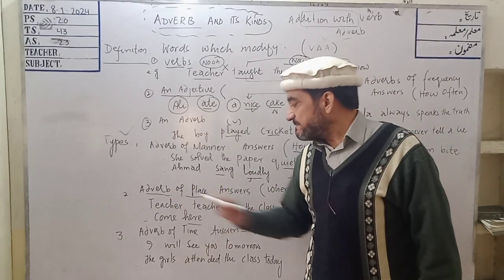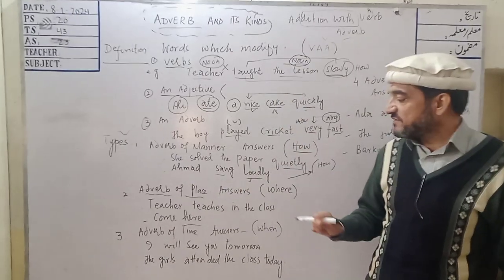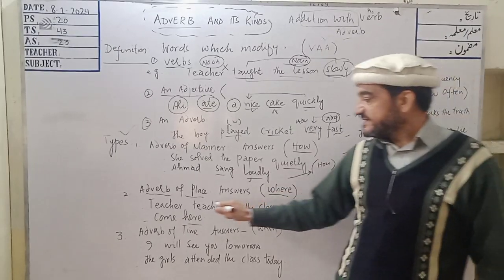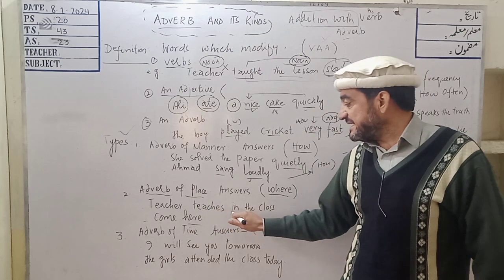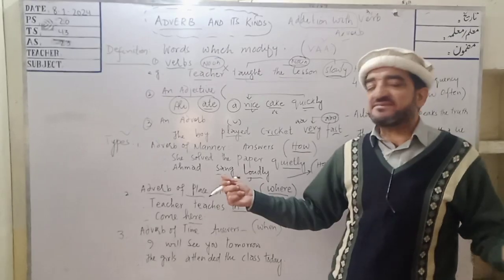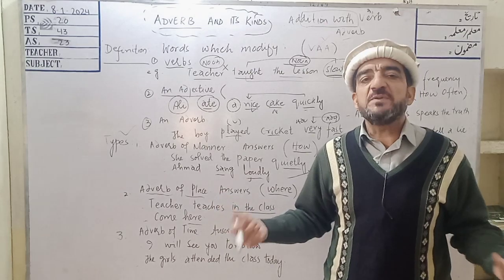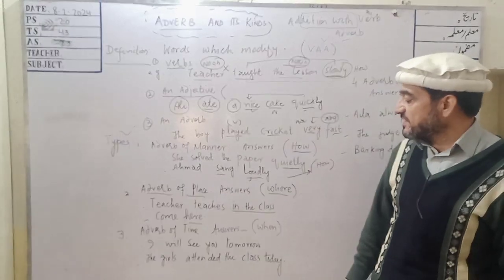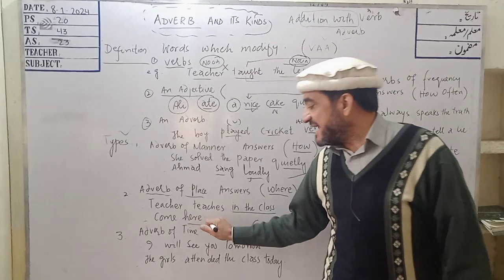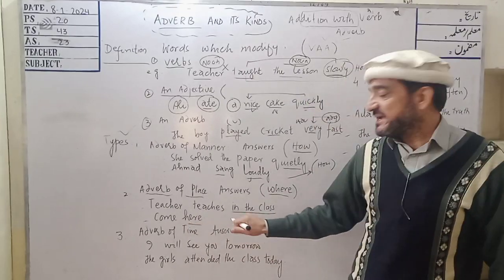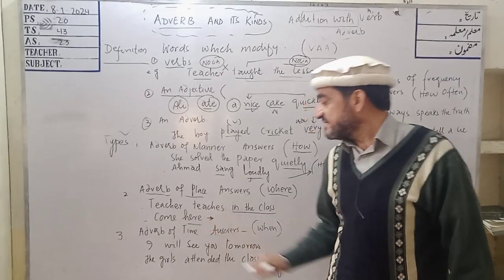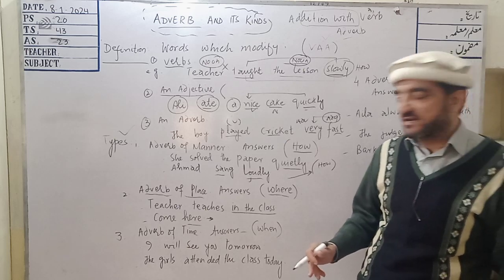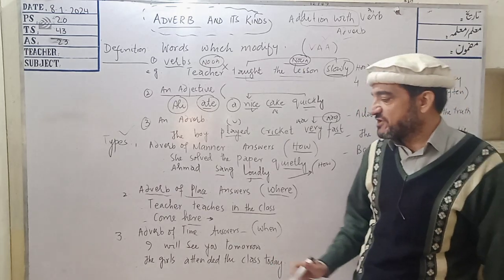Then adverb of place. Adverb of place answers the question of where. Teacher teaches in the class. If we ask teacher teaches, you people will ask where. So in the class, it is adverb of place. And come here. This here is adverb of place. Here, there, somewhere, nowhere. These are all adverbs of place.